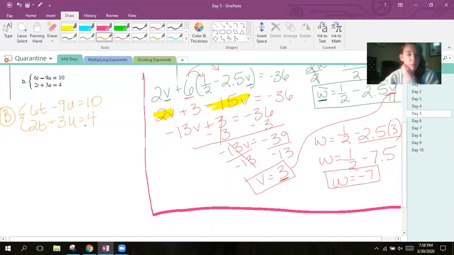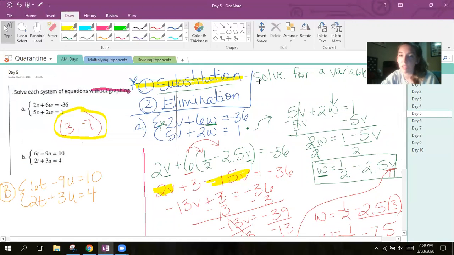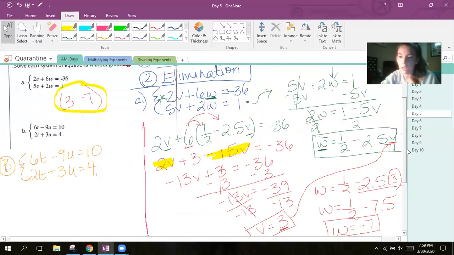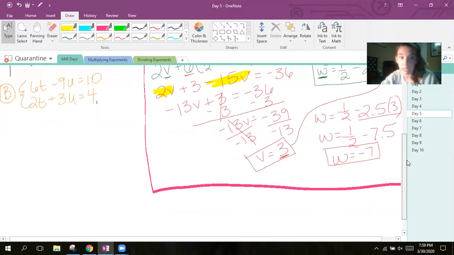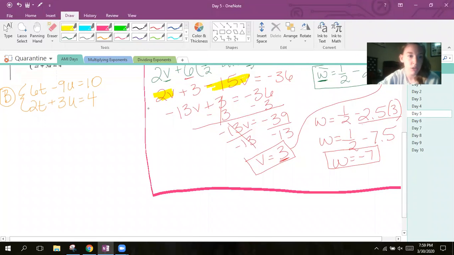Okay, so here we go. Again, we're going to solve this by substitution. So we have to remember what our first step is when we're solving by substitution. We have to make sure we solve for a variable. So let's go and do that. And again, it doesn't really matter which one you choose. So I'm just going to use the second equation again, just like we did the last time.